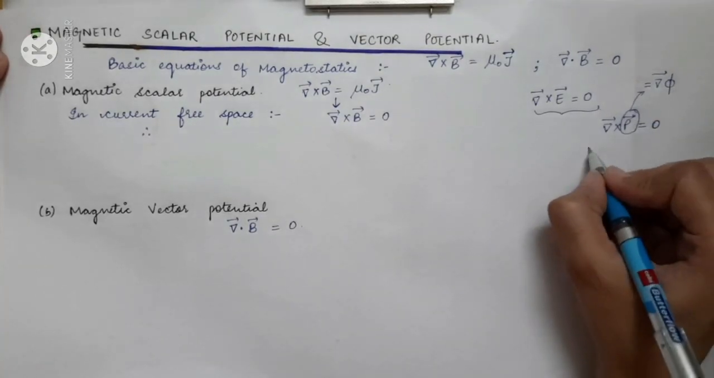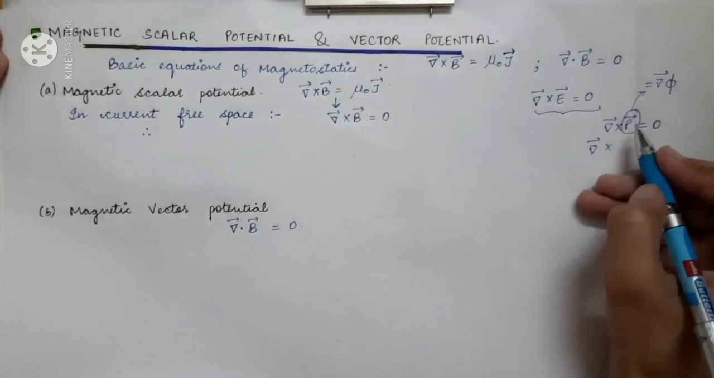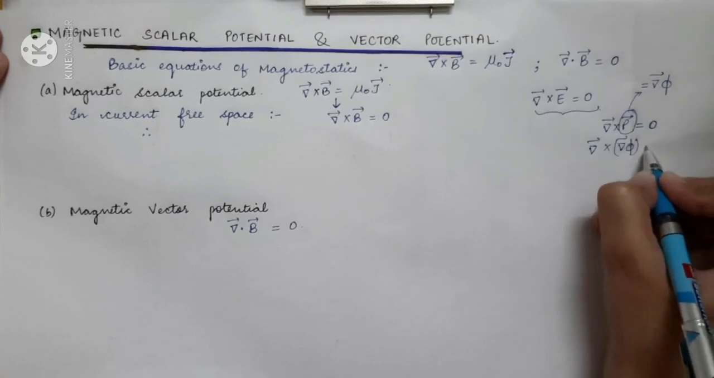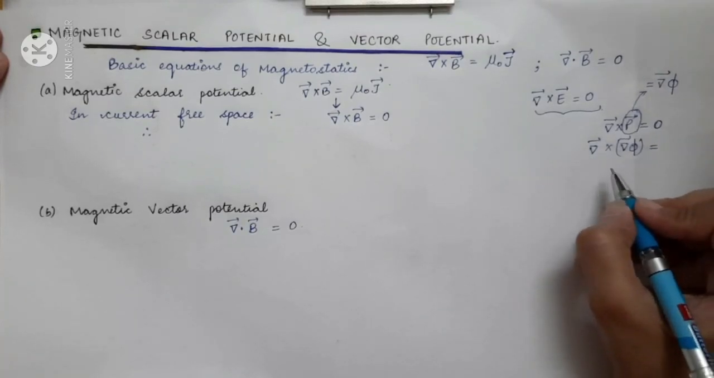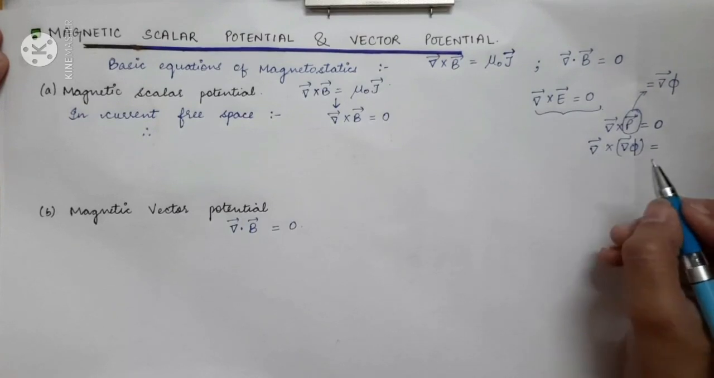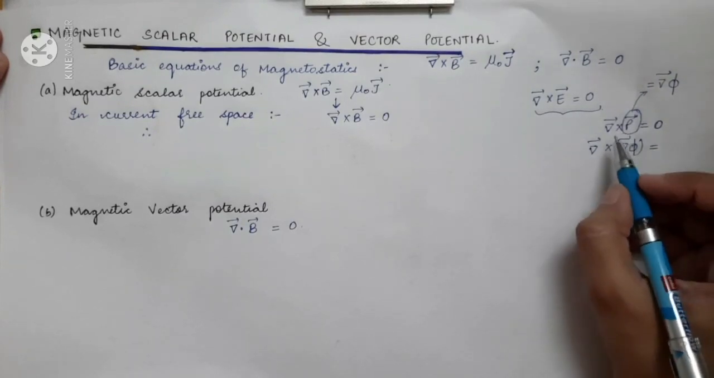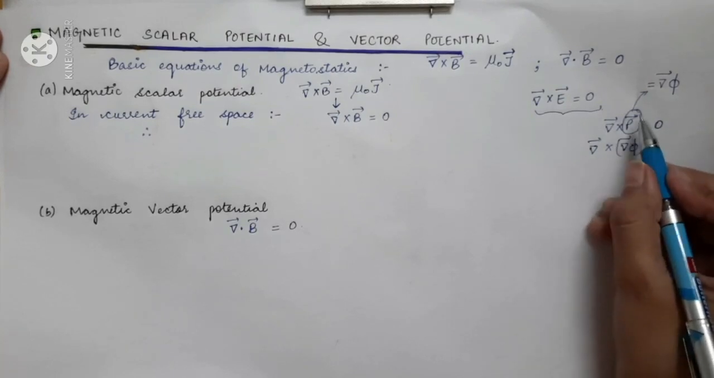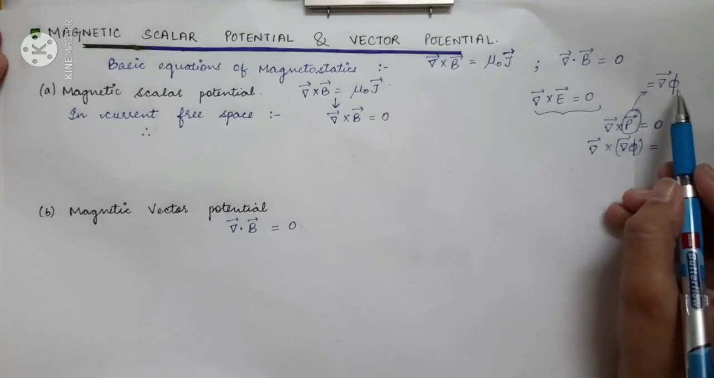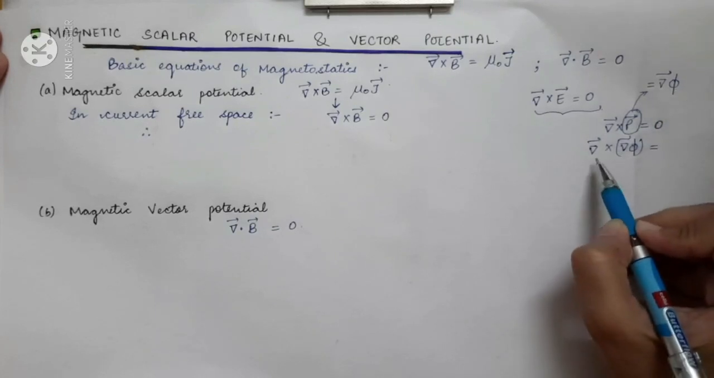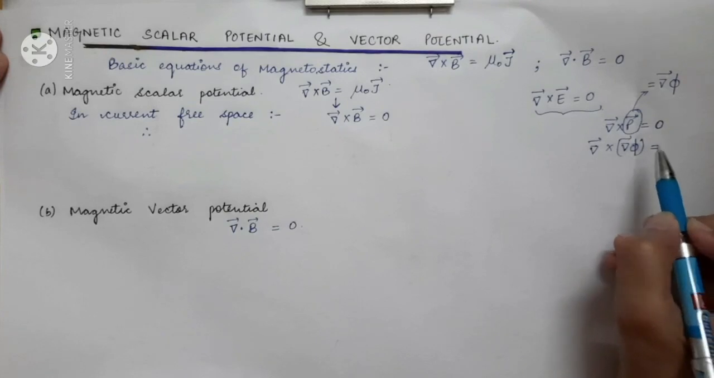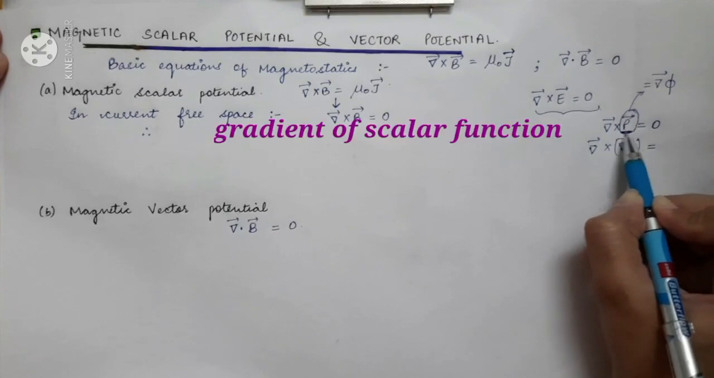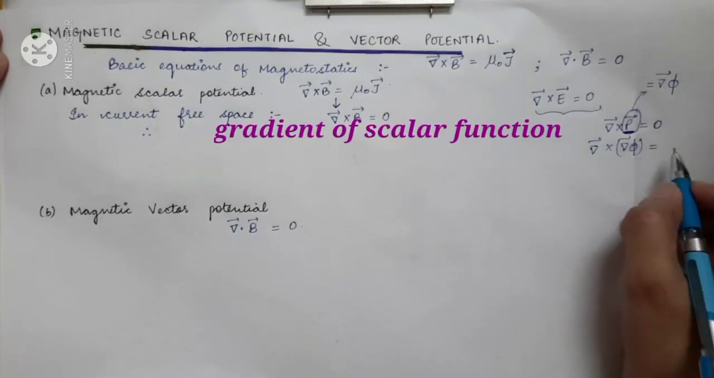You can see it from here that if p vector is put equal to gradient of a scalar function, then you already know that curl of gradient is always 0. So if curl of a vector field is equal to 0, then this vector field can be put equal to gradient of a scalar function, and that is because curl of gradient is always equal to 0. Therefore, if its curl is equal to 0, this vector field can be written as gradient of a scalar function.